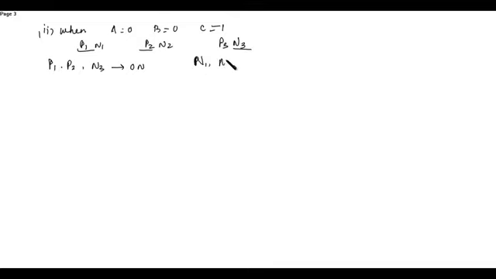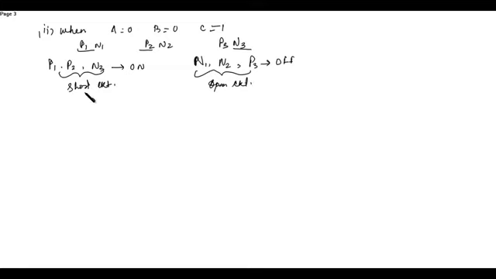N1, N2 and P3, they will turn off. So again, this is represented by the short circuit. This is represented by short circuit, and N1, N2, P3, when they turn off, it is represented by open circuit.